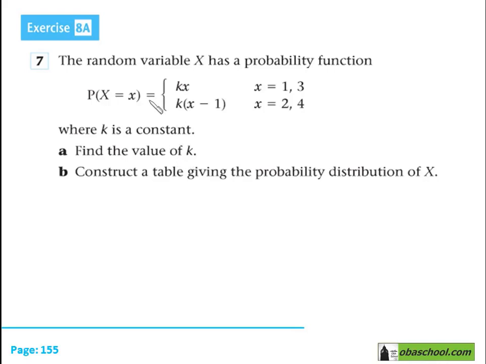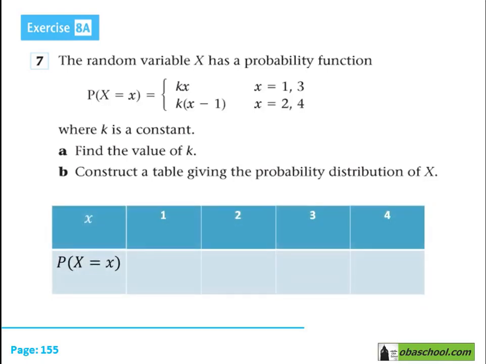We will start by converting the probability function into a probability distribution. The values of x are 1, 2, 3, 4. Now we will write the probability for the values of x, 1 and 3. So we will look at 1 and 3. It is k times x. So 1 times k, here we write 1k, and we have 3 times k, so 3k.